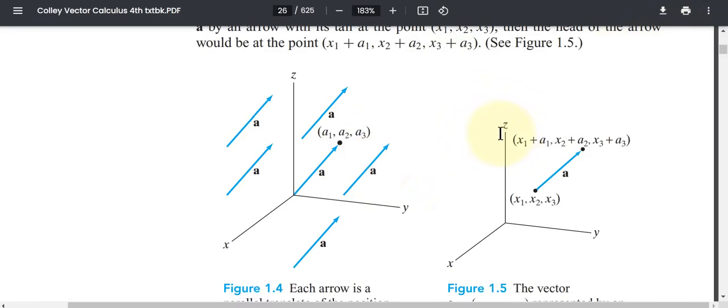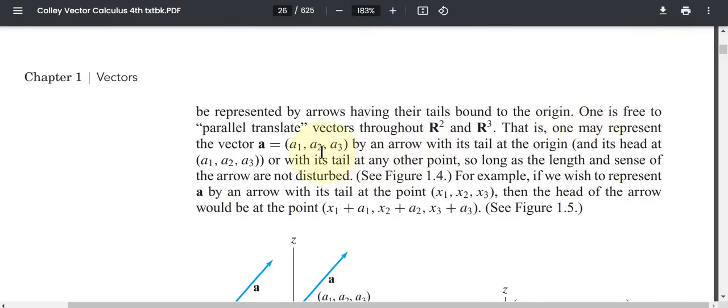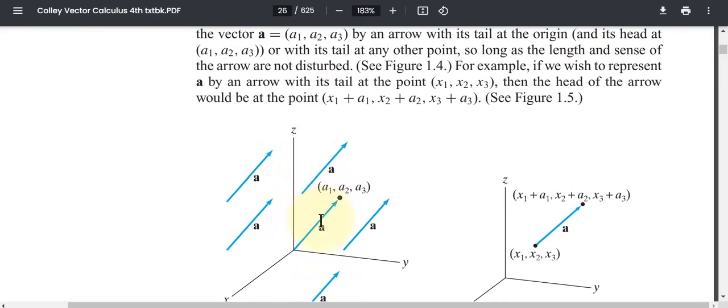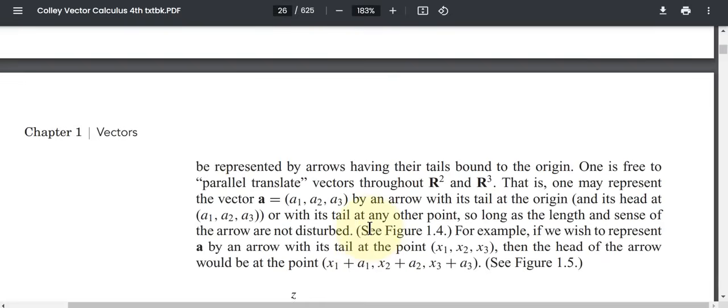So physicists, I guess they want to have that ability. So it seems to work out. So she says one is free to, what they call, parallel translate. So you take this one and you can move it over here, as long as you keep the length the same and the direction the same. So that's what they mean by parallel translate.